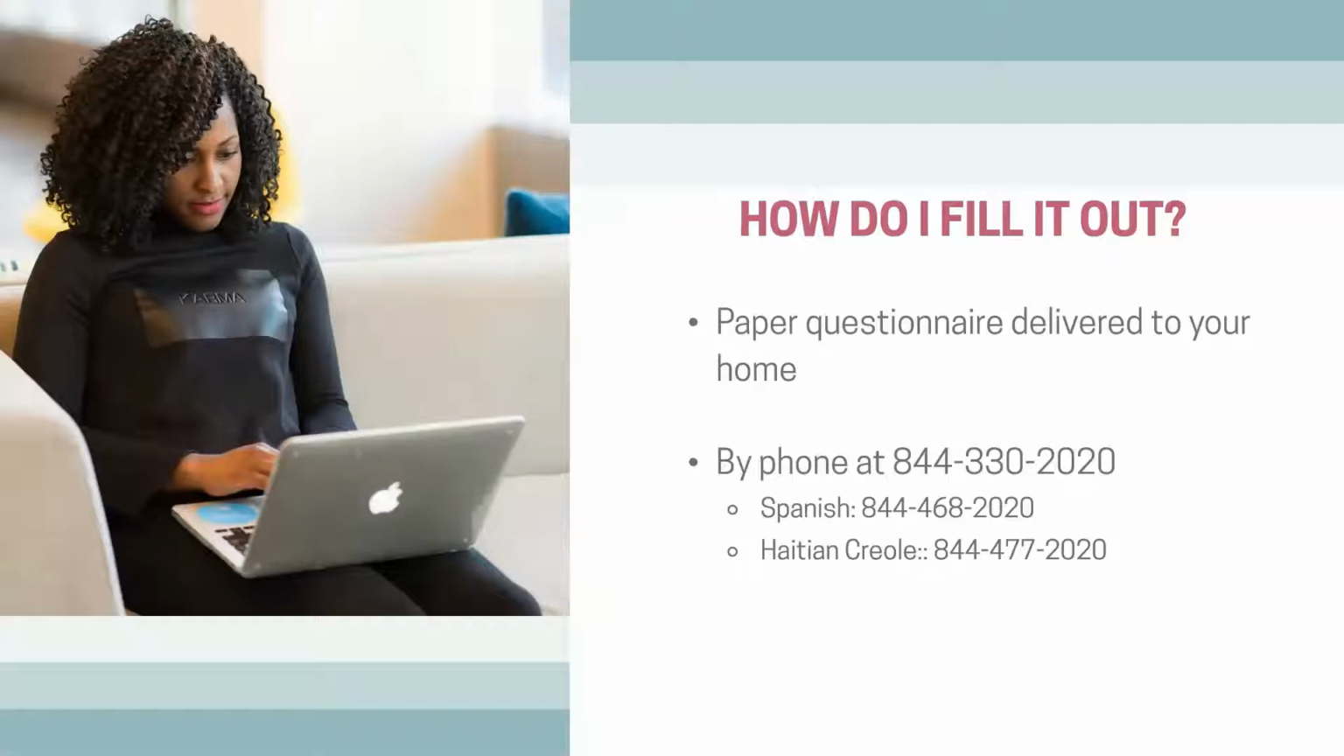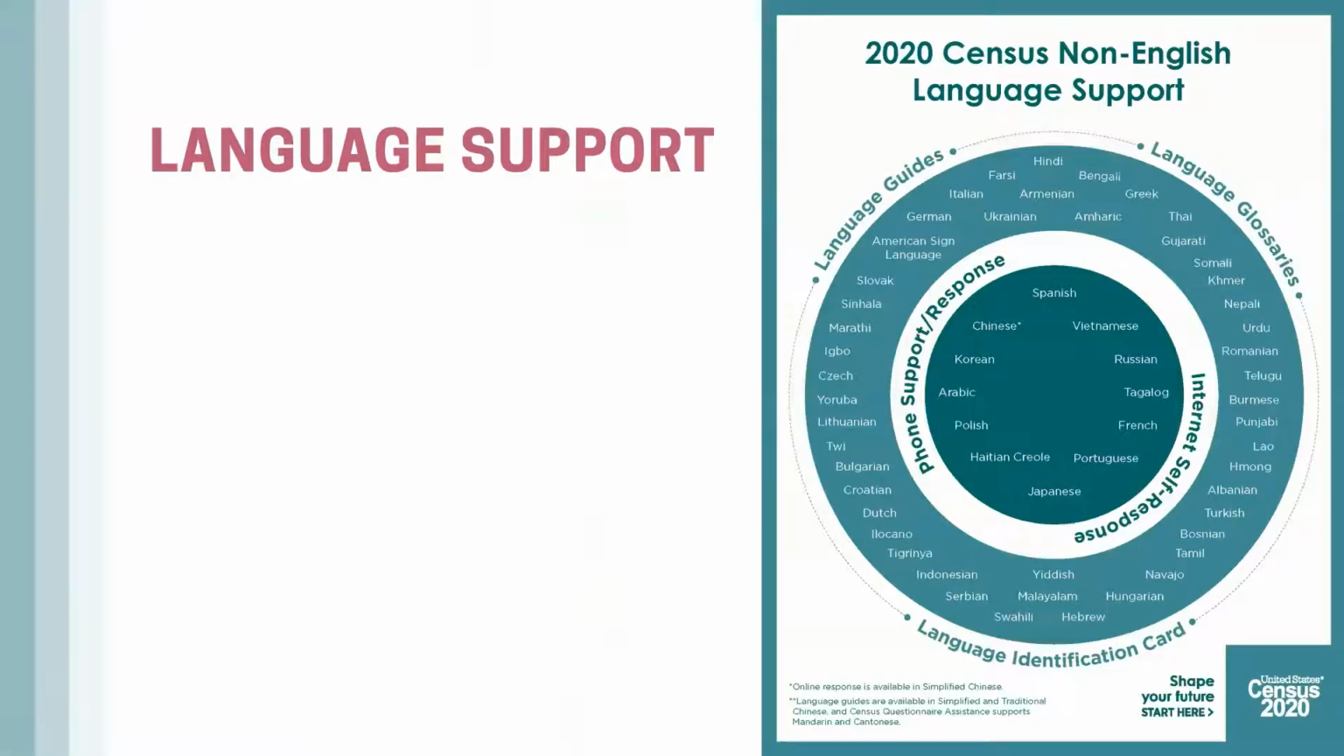And for the first time in 2020, you can actually fill out the census online. This may be the easiest way to fill it out if you have access to a device and internet connection. There is language support on the census. So if you speak any of the following languages: Spanish, Simplified Chinese, Korean, Arabic, Polish, Haitian Creole, Japanese, Portuguese, French, Tagalog, Russian, or Vietnamese, you can respond to the census online or over the phone in your language.